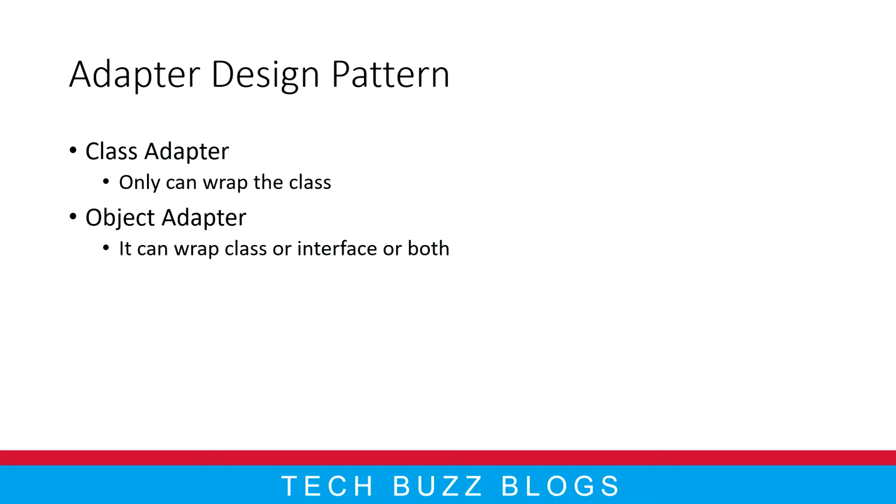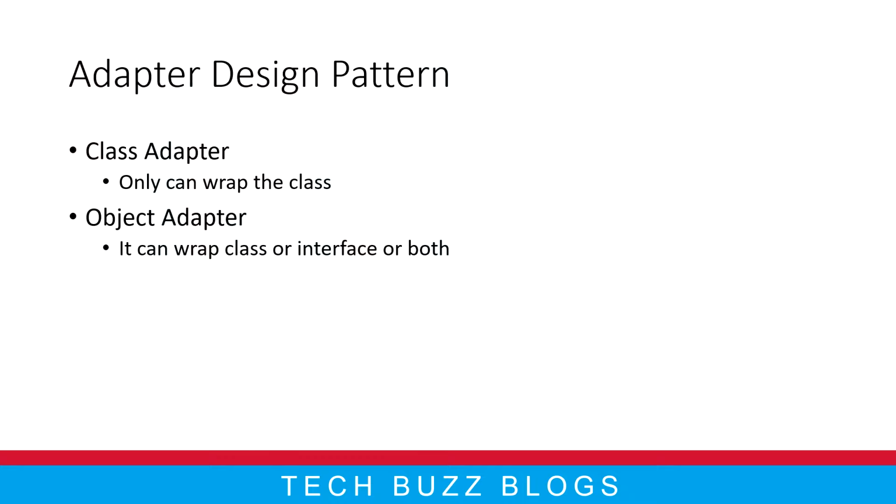Adapter has two types: one is the class adapter and one is the object adapter. In Java, the recommendation is to go for the object adapter, because it can wrap classes as well as interfaces, or both if you want. But in the class adapter you can only wrap classes. Let's see some examples of how the class adapter and the object adapter work.